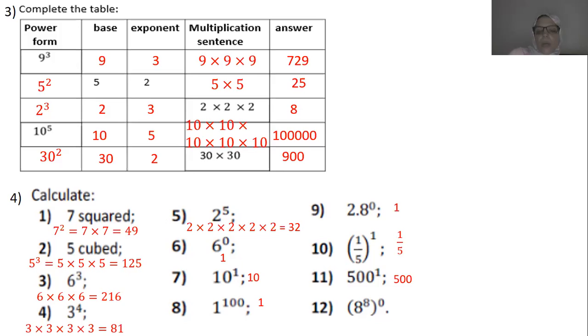Here we can see that we have a power of power. So what do we do for both exponents? We multiply them.